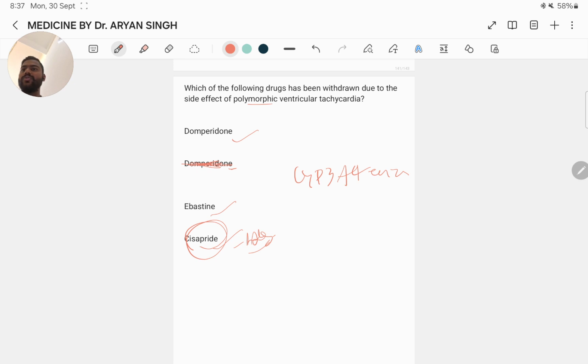This inhibition can slow down the metabolism of cisapride, causing high levels of cisapride that trigger arrhythmias, and the increased level of cisapride in the bloodstream combined with its inherent propensity to prolong the QT interval can significantly raise the risk of developing life-threatening arrhythmias like polymorphic ventricular tachycardia or torsades de pointes.